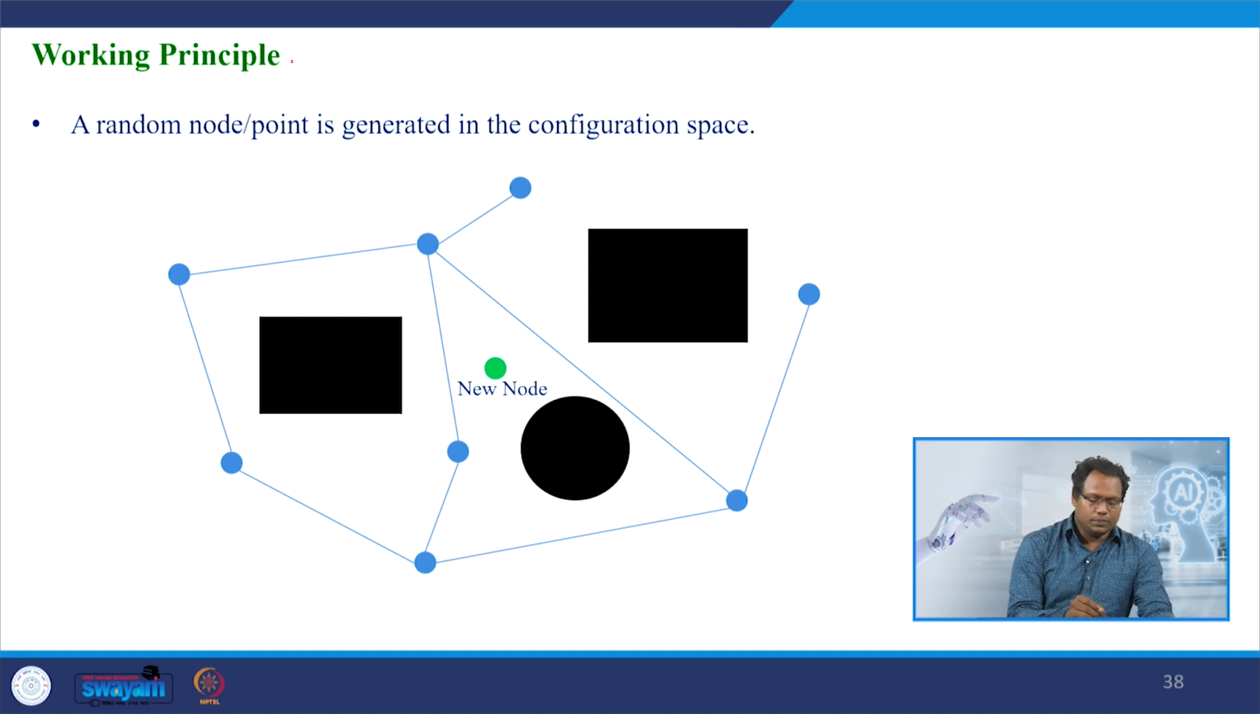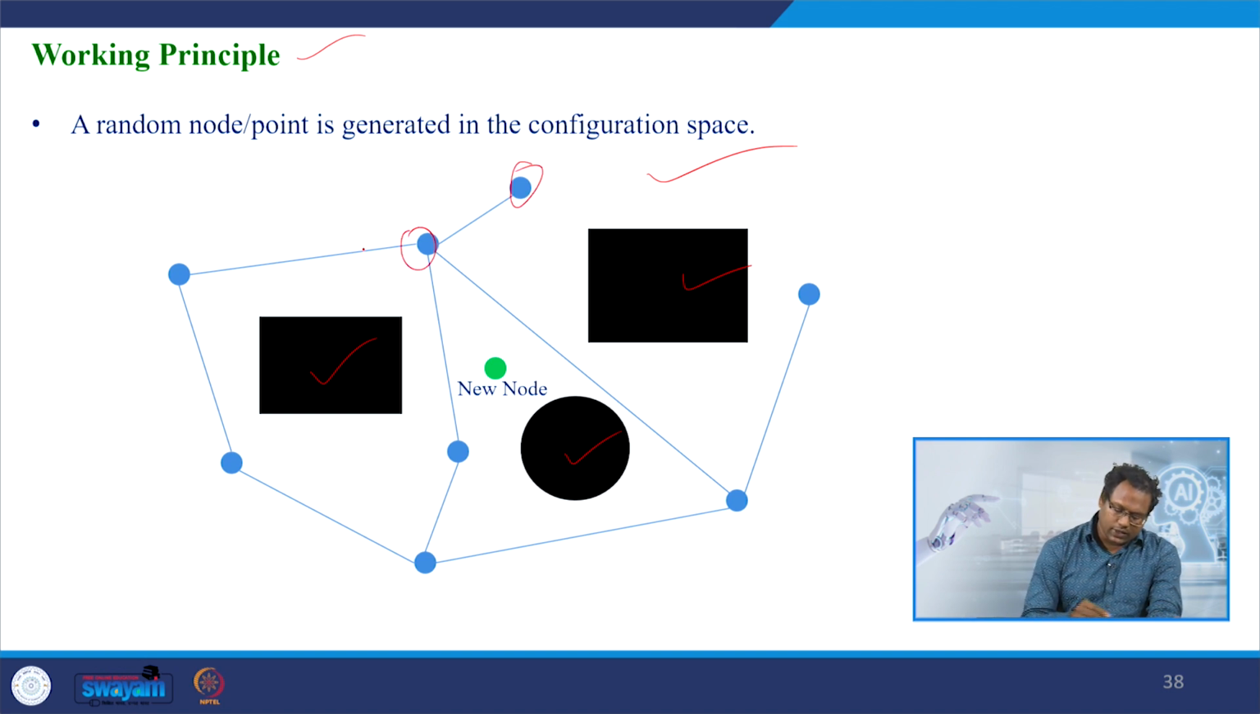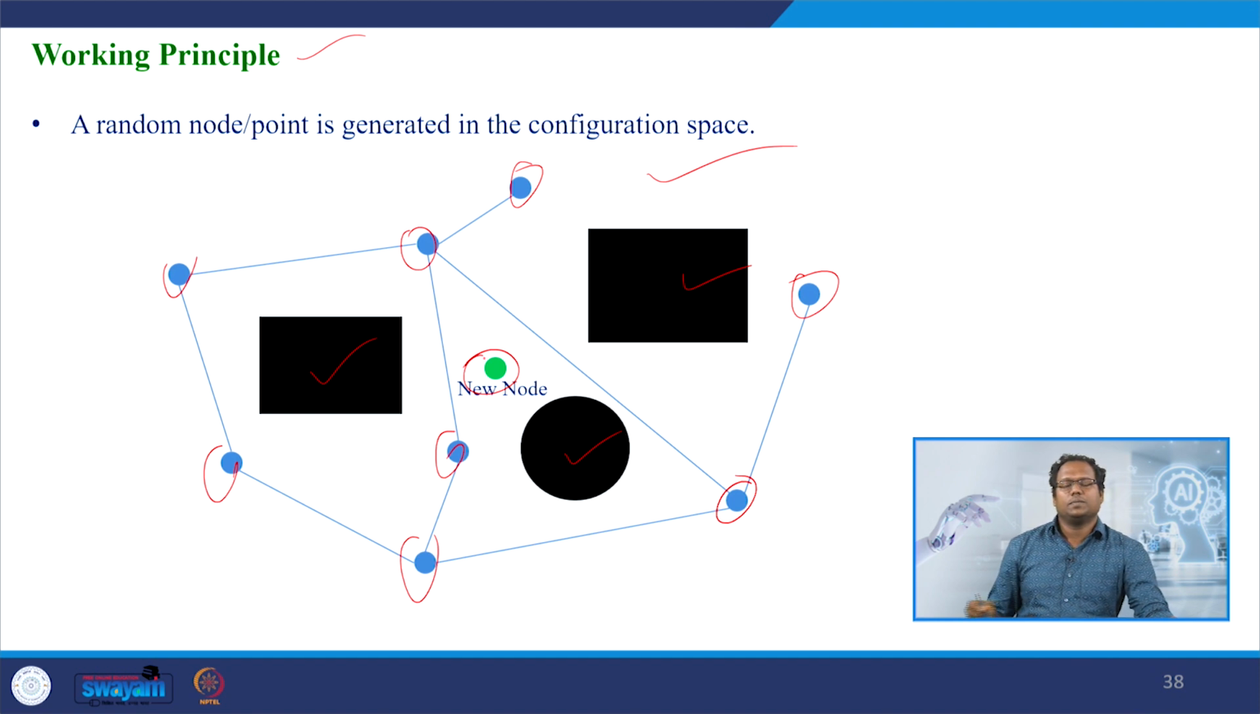Let us see the working principle of this approach. A random node or point is generated in the configuration space. So, we are in the middle of the algorithm, these are the obstacles and these nodes are already selected by this approach, and now we are in the middle of this algorithm, and here a new node is selected from the search space.